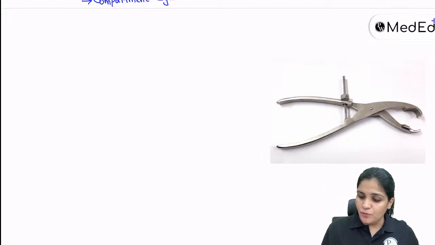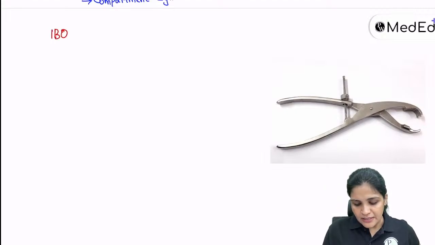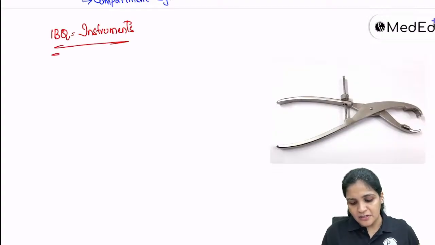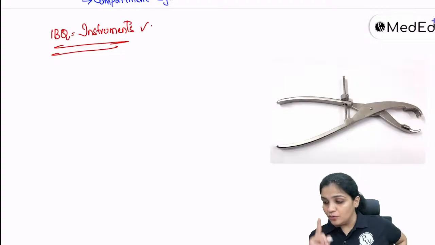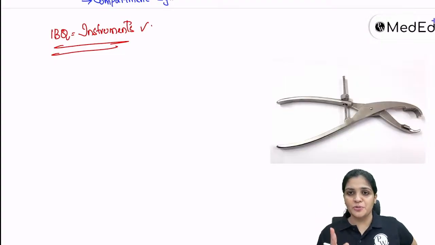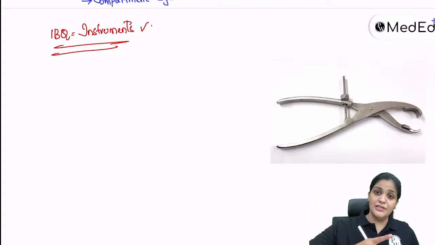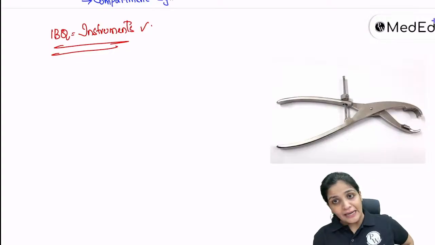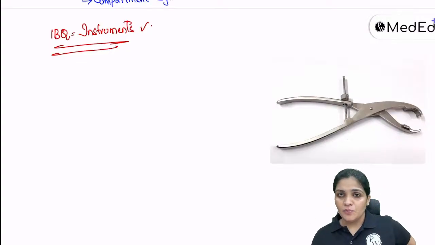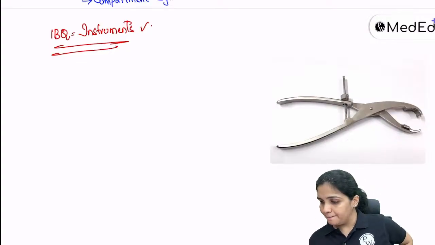And again, I have told you IBQ is again equal to tumors, splints, and then comes your instruments. So not to forget, you have to have a look about all the instruments and go. Be it your surgical instruments, orthopedic instruments, gynec, anything. Okay. So what is this? What is this instrument?